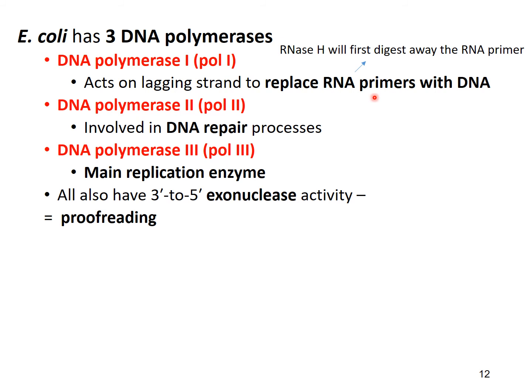First of all, this RNA primer will be degraded by RNase H and then followed by DNA synthesis by DNA polymerase 1. As for DNA polymerase 2, it has an important function in DNA repair processes. As for DNA polymerase 3, that is the major or the main replication enzyme. So just for information, all these 3 DNA polymerases have the 3' to 5' exonuclease activity, which in other words, they have the proofreading activity.